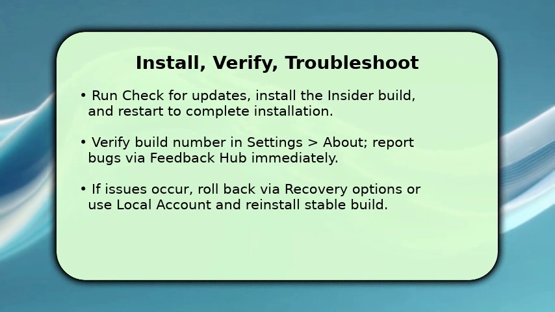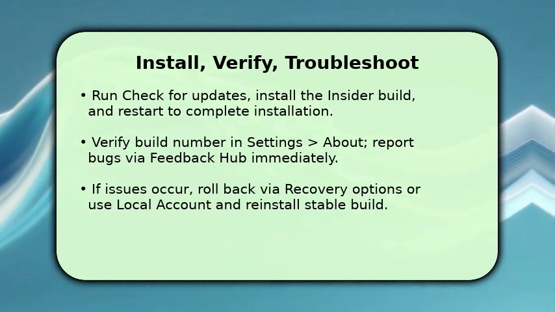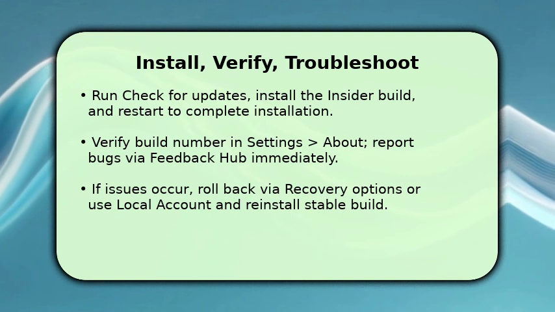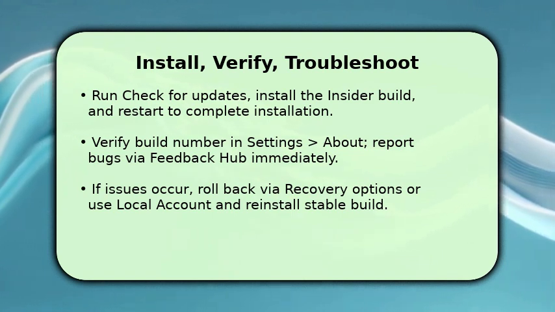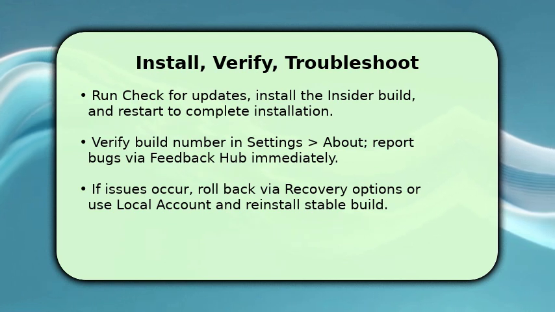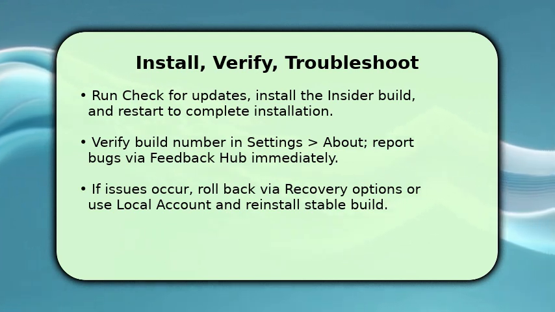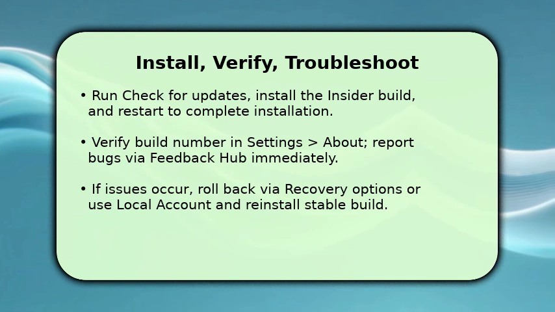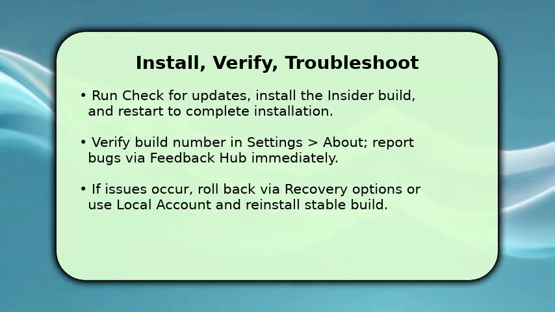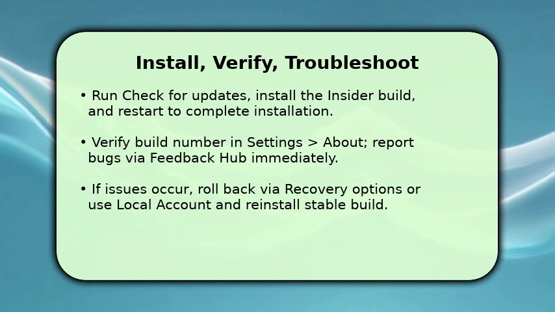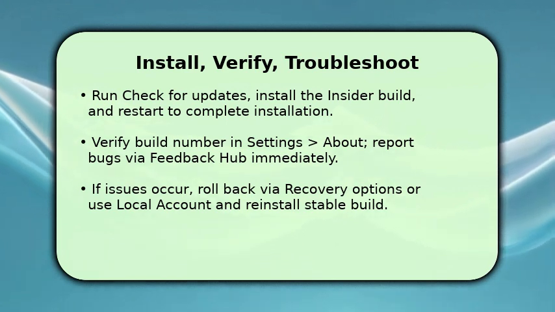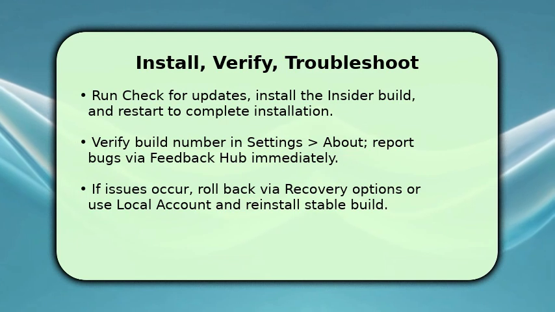After reboot, verify the build number in Settings System About so you know exactly which preview you're running, and open Feedback Hub to report any issues. That helps prioritize fixes. If you encounter major problems, use recovery to roll back to the previous build or perform a clean install of the stable release. Keep your Microsoft account and backup handy to restore.